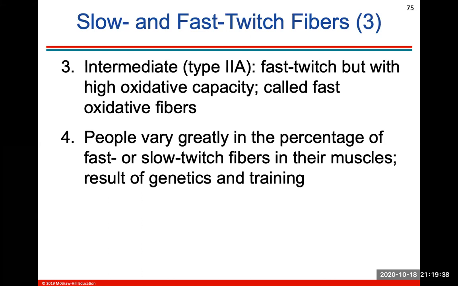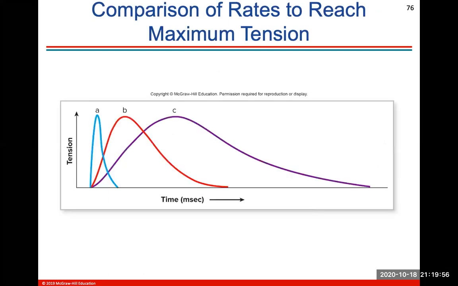People vary greatly in the percentage of fast or slow twitch fibers in their muscles, and this can be a result of genetics or training. So if you train for a marathon, you'll probably develop a lot of slow twitch muscles. If you're a bodybuilder who's trained to do reps really quickly of a high weight, you'll have more fast twitch muscles.